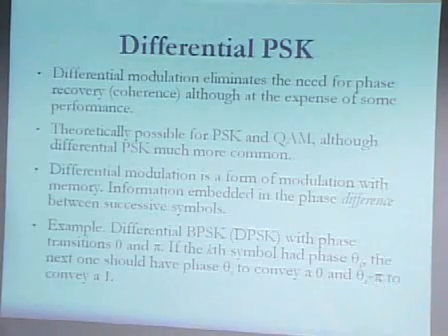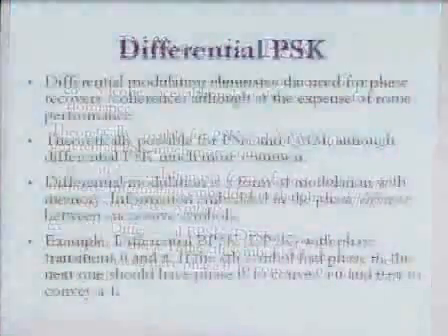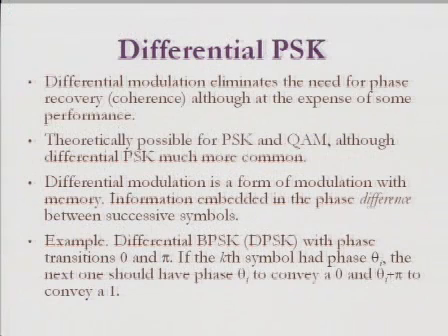So the information now is in the difference between the phases of consecutive symbols. So the absolute phase doesn't mean anything, it's just the phase differences. So in this case, if we go from theta i to theta i plus pi, it means we send a 1. If we go from theta i to theta i, so the phase remains the same, then the difference is 0, so it means we send a 0. Okay?